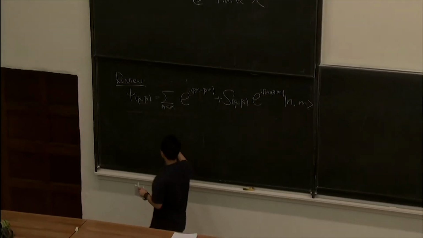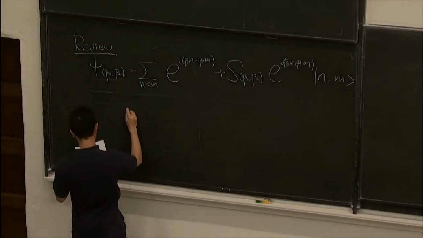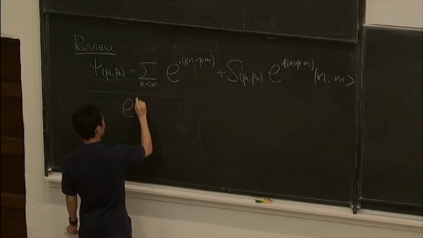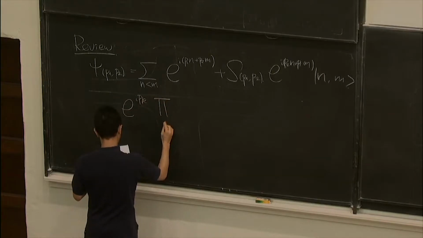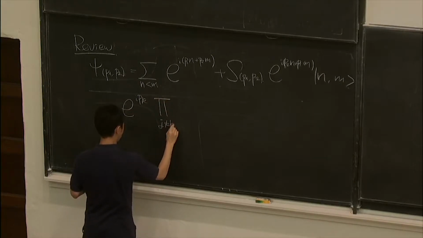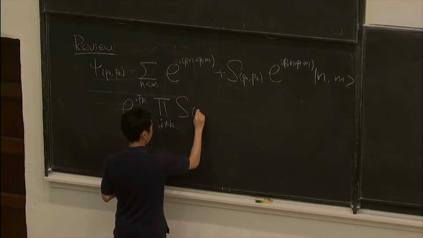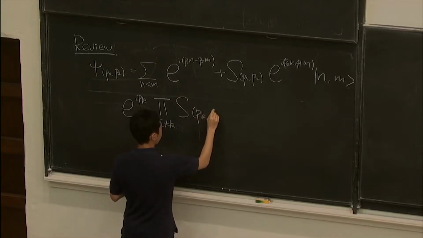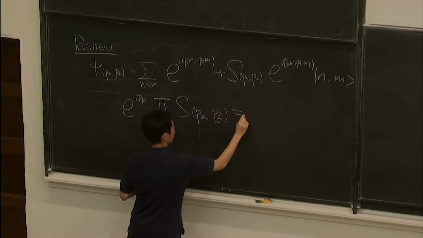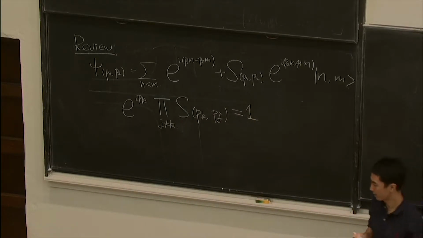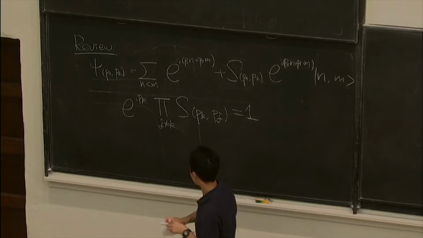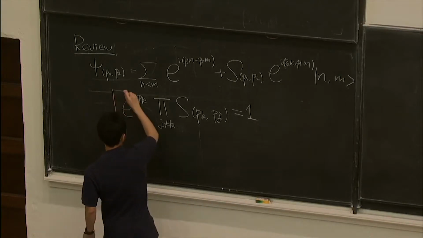Importantly, these momenta, p1 and p2, were constrained by what's called the Bethe equation: for j not equal to k, the product of S(p_k, p_j) equals 1. So this was the Bethe equation, which constrained the momenta of the particles, and it came from the periodicity condition.